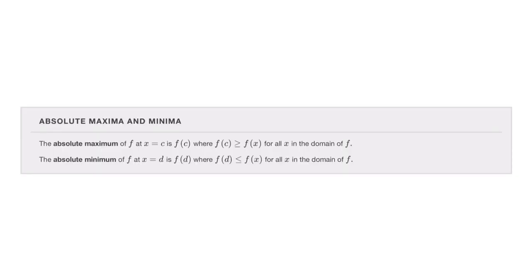The absolute max of a function at x equals c is going to be f of c, that's going to be larger than all y values for all x in the domain. The absolute minimum of f at x equals d is going to be f of d, where it's going to be less than all y values for x in the domain of f. Okay.